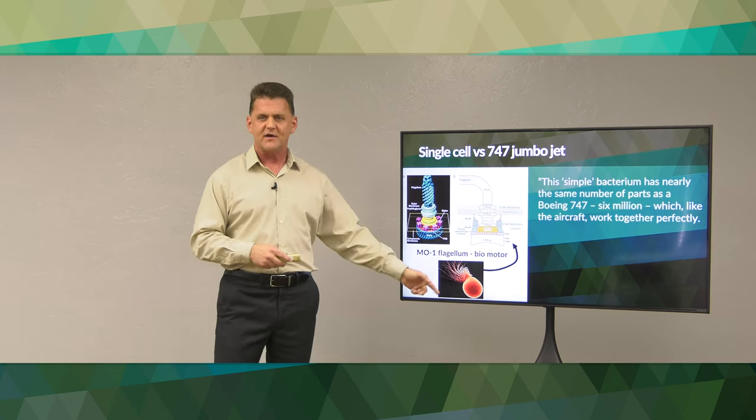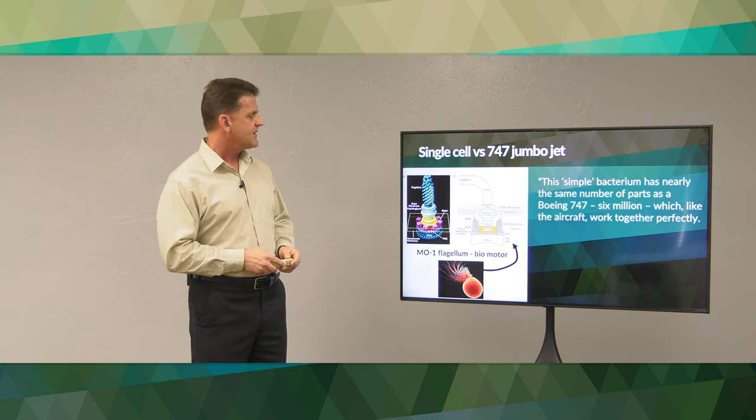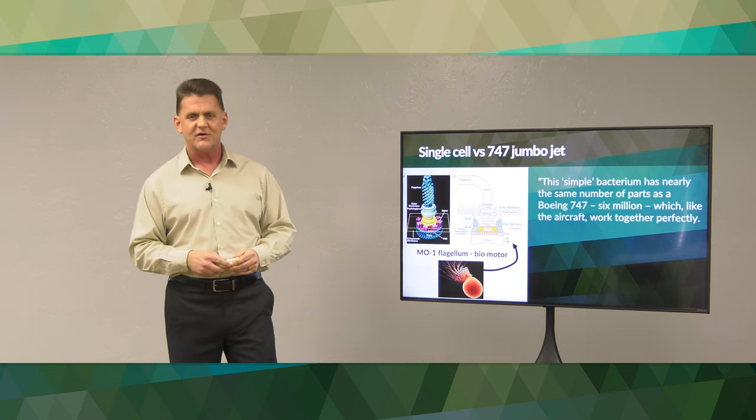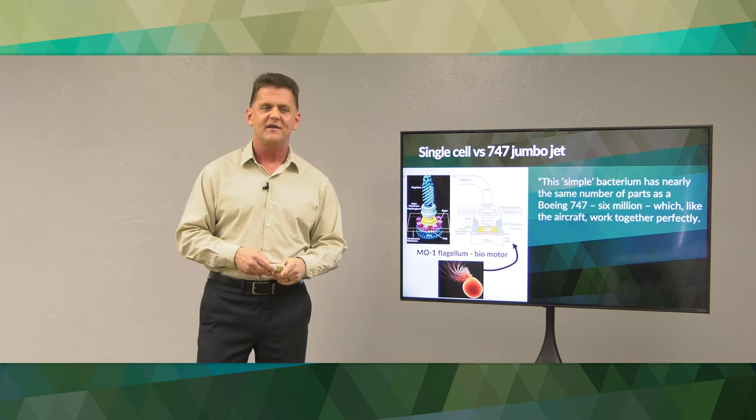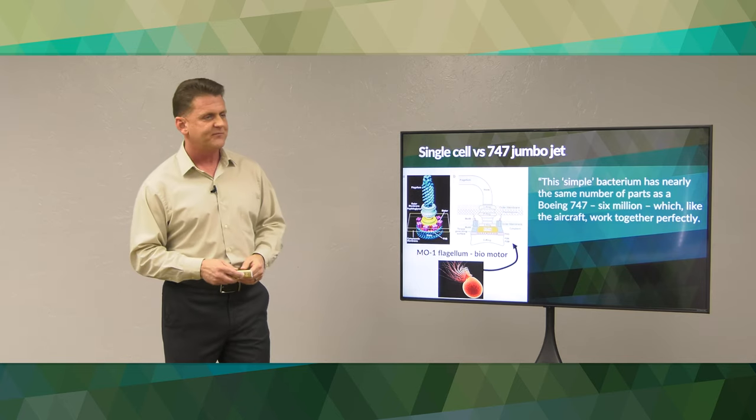This is a single cell, right? We're multi-cell. This is just one cell, and it's highly, highly complex and has around 6 million parts, which must fit together and work perfectly together, just like the airplane, or the airplane doesn't fly, or the bacterium doesn't survive.